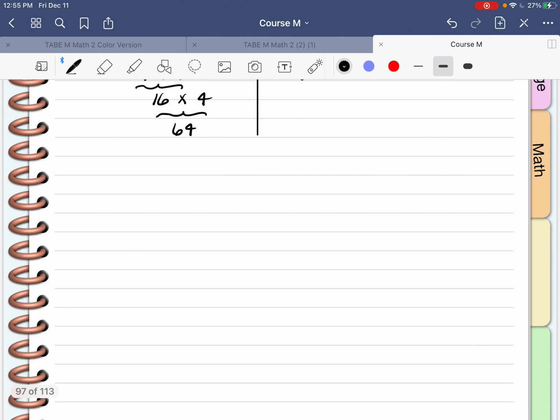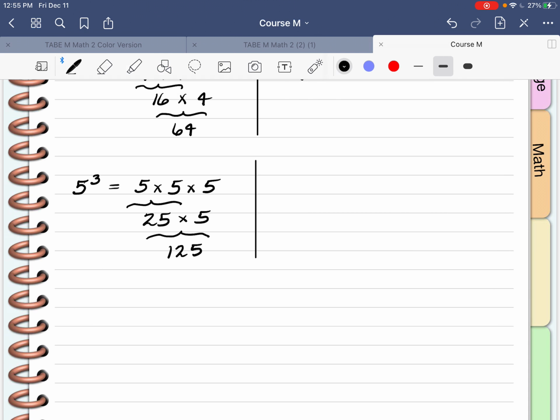Let's do 5 to the third power. So that is 5 times 5 times 5. 5 fives are 25. Times another 5 is 125. So 5 cubed is 125. Therefore, the cube root of 125 is 5.